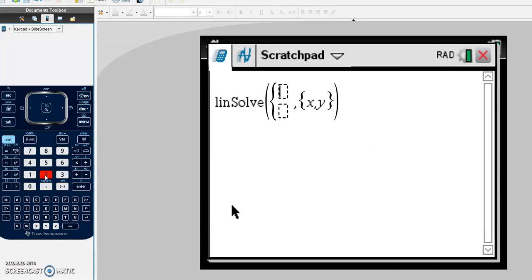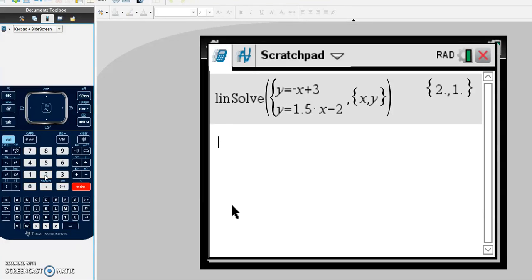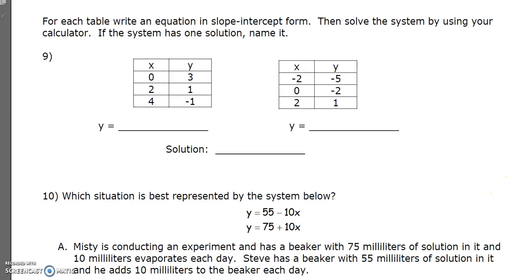And then I'm going to type in y equals -1x plus 3 for my first equation. My second equation was y equals 1.5x minus 2, and hit Enter. And so my solution is going to be 2, 1. So let's flip back. So my solution is going to be 2, 1.